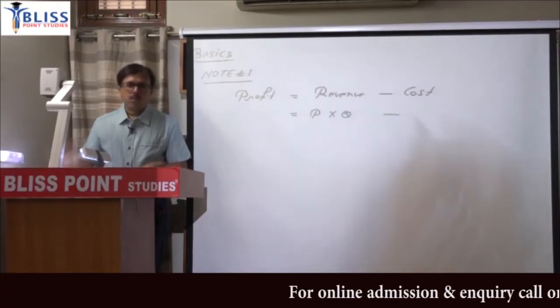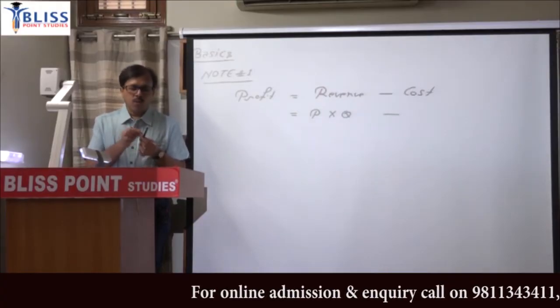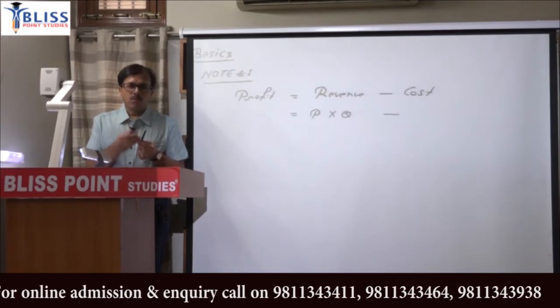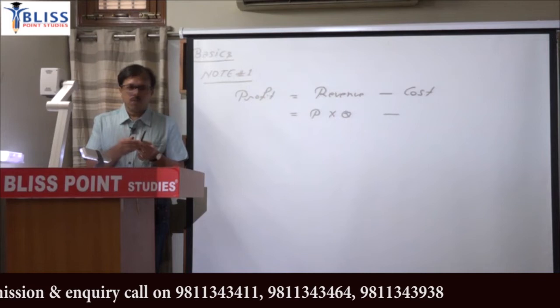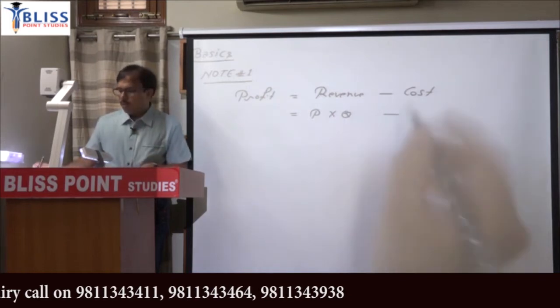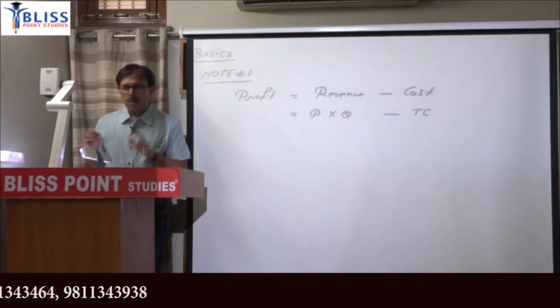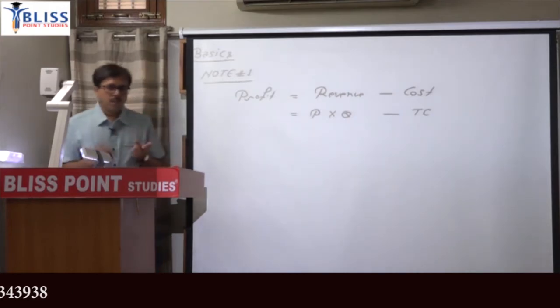And what will be the cost? Cost means how much is the cost involved in producing that commodity. That cost may be material cost, fixed cost, variable cost. So clubbing all, you call it total cost. But broadly remember, cost will have two parts.